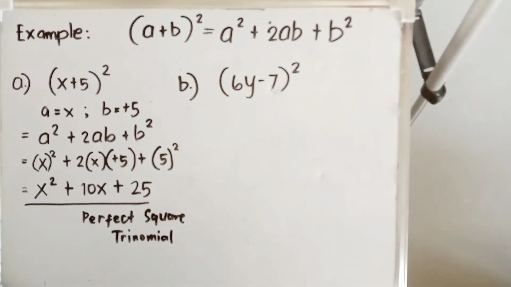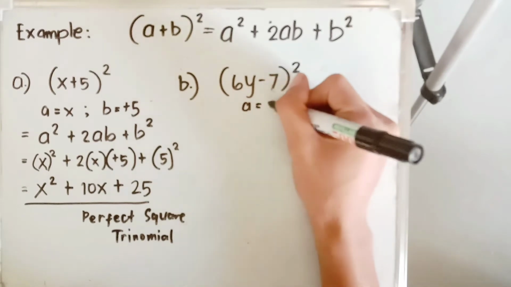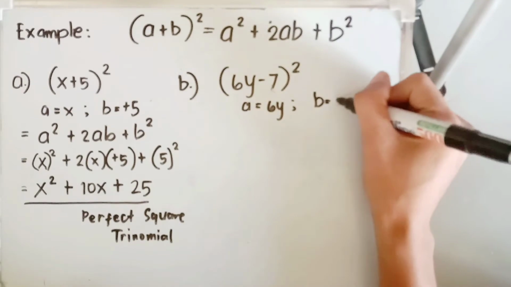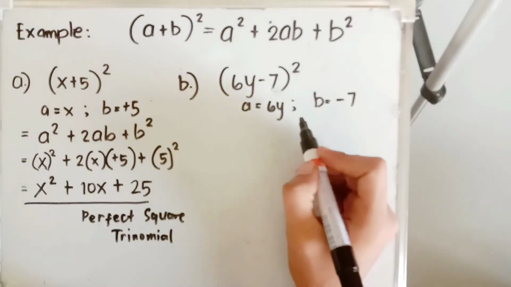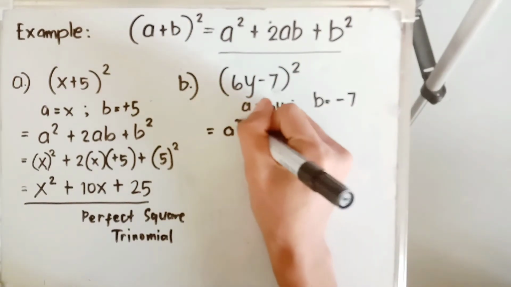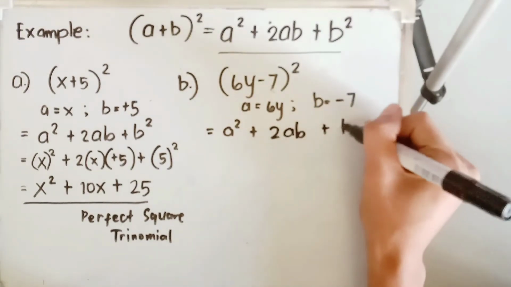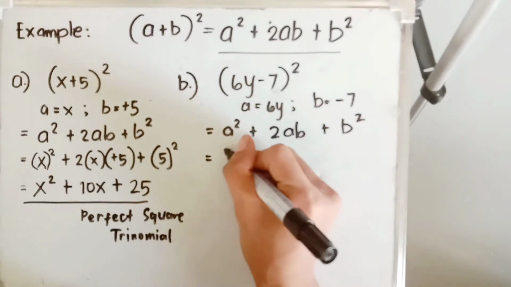Okay, let's proceed to the second example. We have 6y minus 7 to the power of 2. Again, identify your A is equal to 6y and your B is equal to negative 7. After identifying your A and B, substitute it here. So we have a squared plus 2ab plus b squared. Your A is equal to 6y.